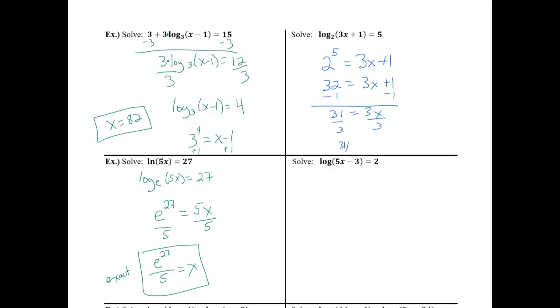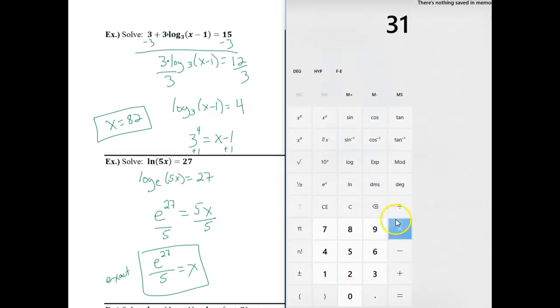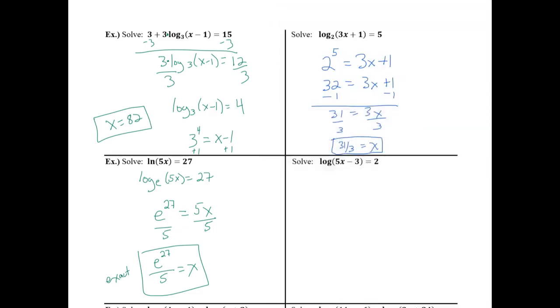So the exact solution would be 31/3. And then if you're asked to round it, 31 divided by 3 is 10 1/3, or 10.3 approximately. So that's the approximate. And this is the exact.